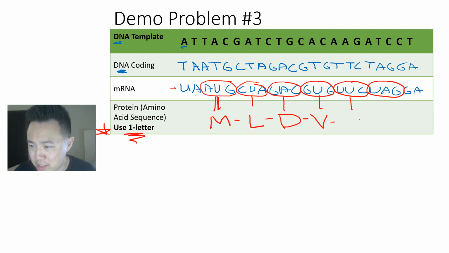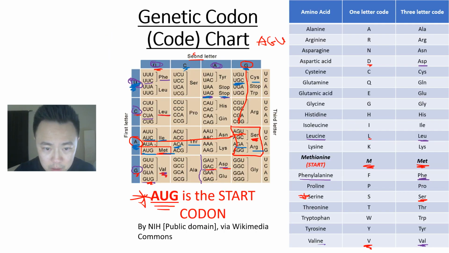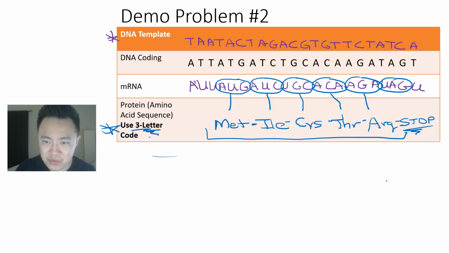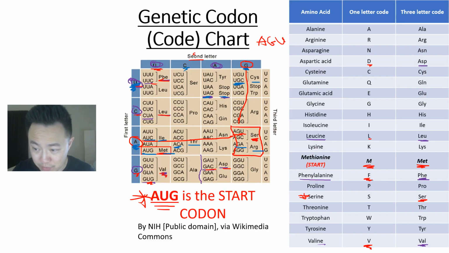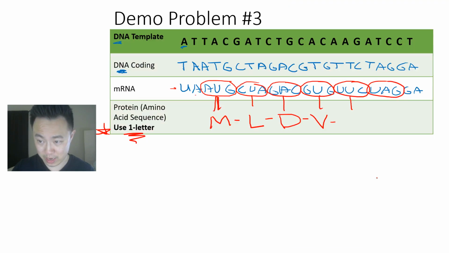UUC here. Let's see. What's UUC? U and C is PHE. That stands for phenylalanine, and that letter here is F. According to our chart, it's F. Let's put that down.